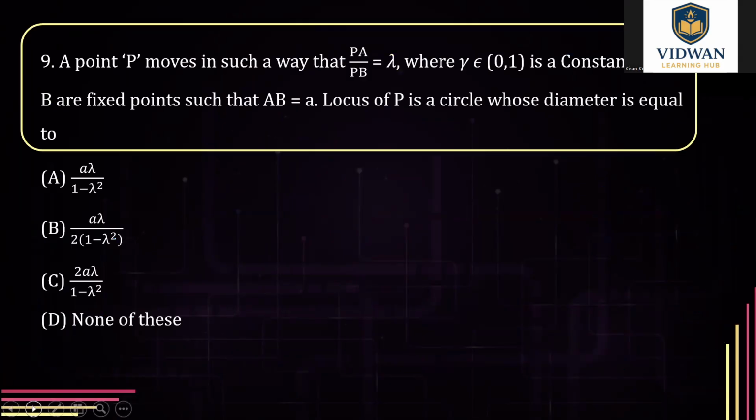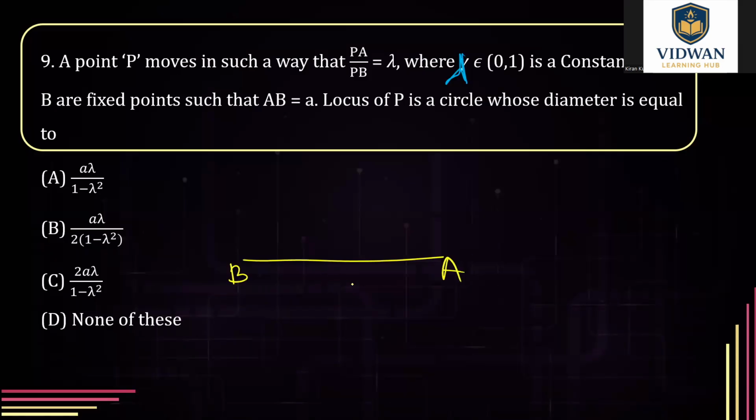A point P moves in such a way that PA by PB is lambda, where lambda belongs to 0 to 1. The symbol is lambda here. Lambda belongs to 0 to 1 and is a constant. A and B are fixed points such that the distance AB is A. What is the locus of P? It is already mentioned that the locus is a circle. What is the diameter of the circle? You can try it with the direct distance formula. The distance is given, fixed.